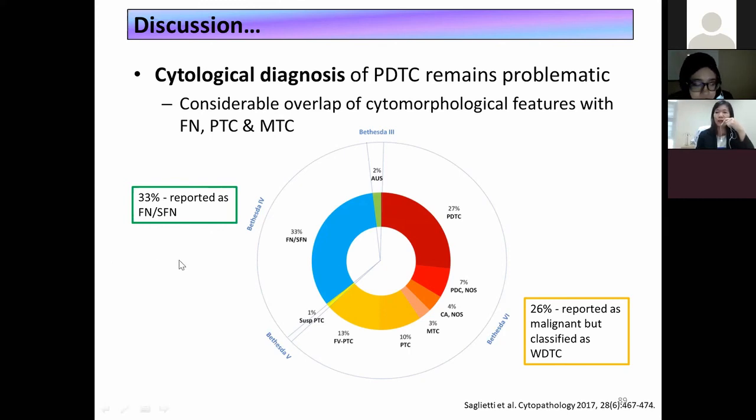and this patient will require a second surgery, because when you put it as a Bethesda 4, the patient usually will undergo a lobectomy first, and then when the histology comes back as poorly differentiated thyroid carcinoma, the patient may have a second surgery to complete the total thyroidectomy.